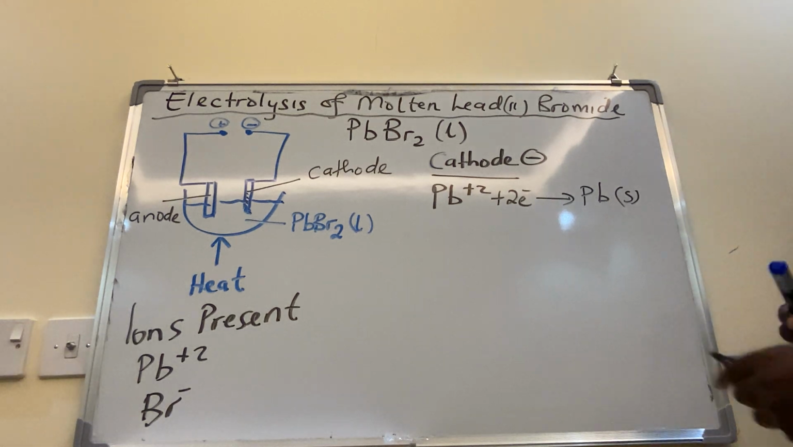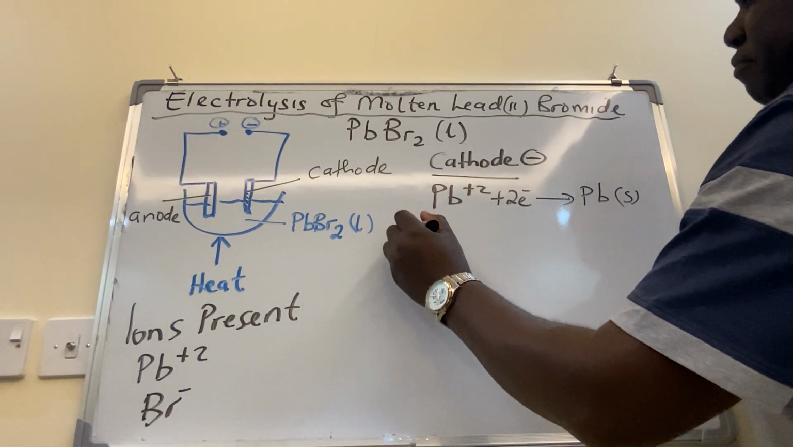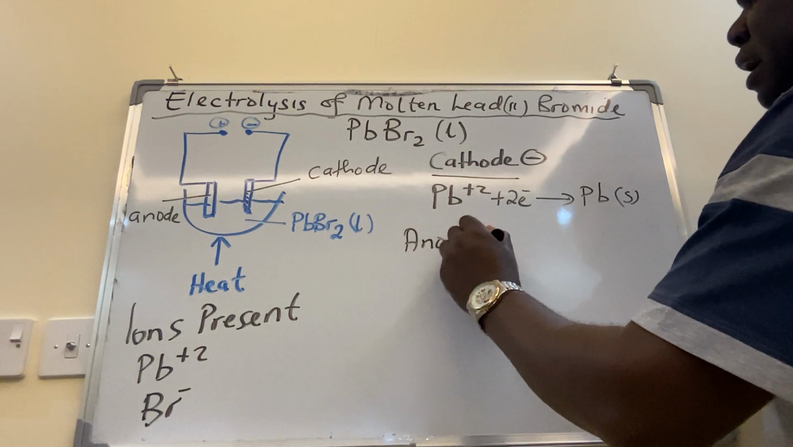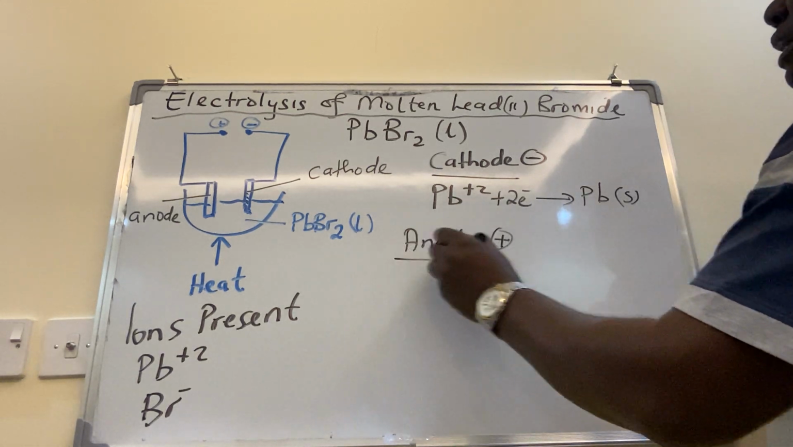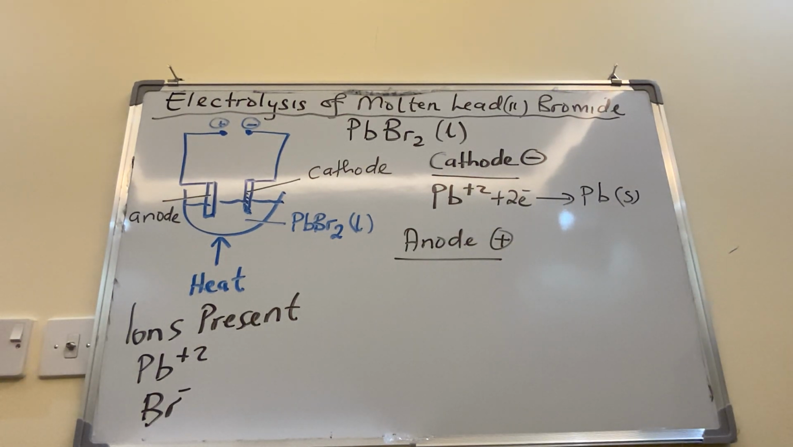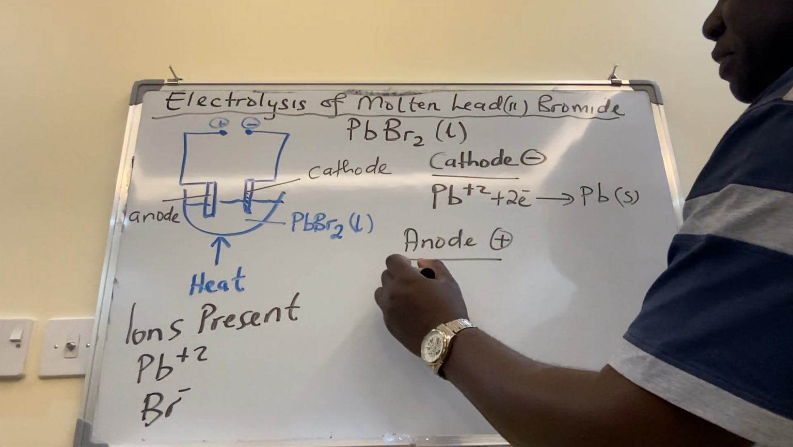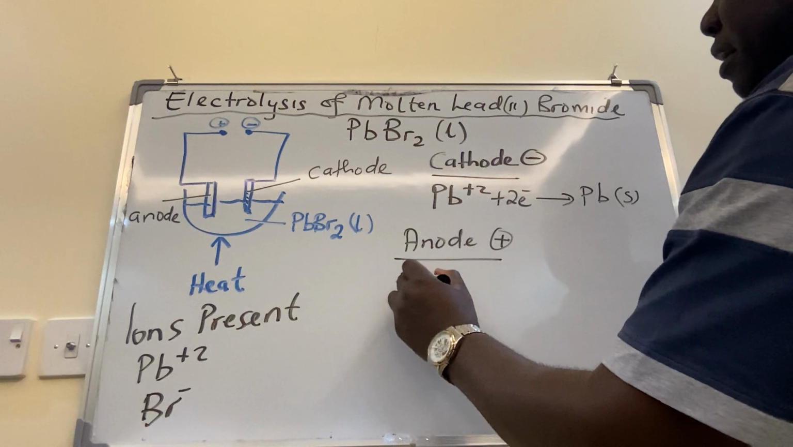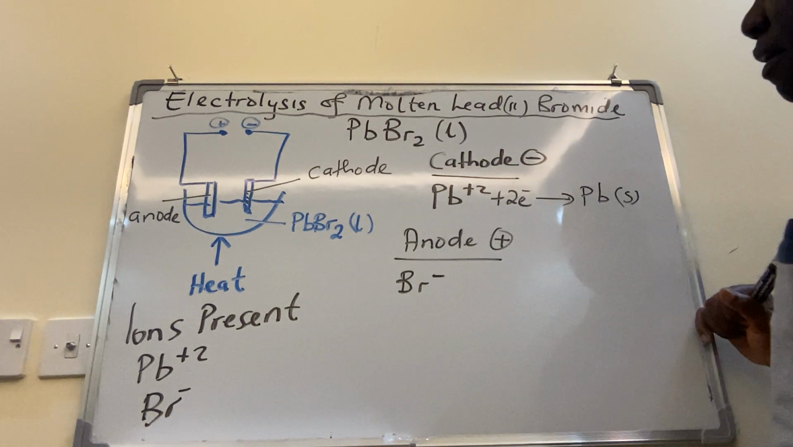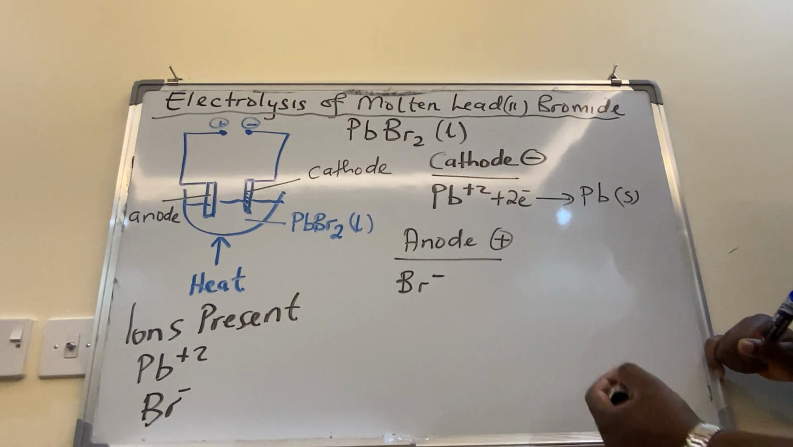Let's look at what will happen by the anode. Again, by the anode, I'm going to put the sign so that you remember what type of charge you have. This one you have to be a bit careful. We have bromide. There are 2 ways of illustrating this equation.